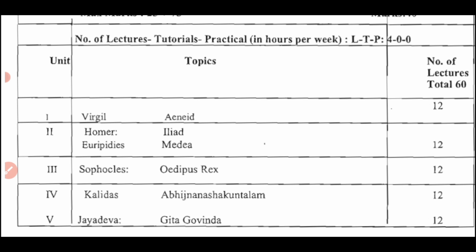So, this is all about your syllabus. As we have seen, this paper takes us across different classical traditions from Roman to Greek and to Sanskrit literature. We study great works such as Aeneid, Iliad, Medea, Oedipus Rex, Abhijnanashakuntalam, and Geet Govinda. These texts may be centuries old, but their themes of love, suffering, destiny, conflict, human relationships, and emotions continue to remain relevant even today. I hope this video helped you understand your syllabus clearly.